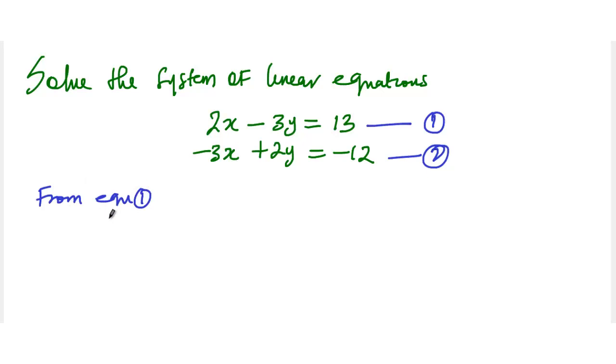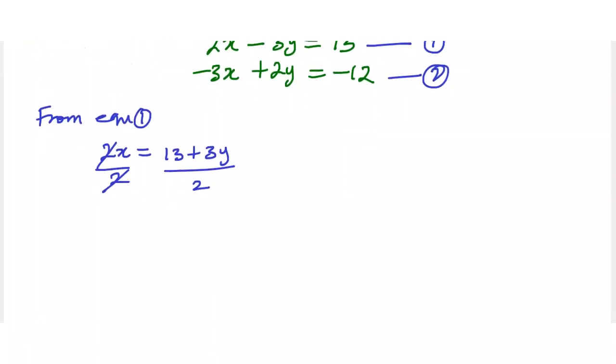So I can say 2x will now be equal to 13 plus 3y. How do I mean? If minus 3y comes here, it will become plus. So divide both sides by the coefficient of x, which is 2. This cancels this. So x will now be 13 plus 3y over 2. So let me call this equation 3. All right. Now, we are going to be substituting equation 3 in equation 2.